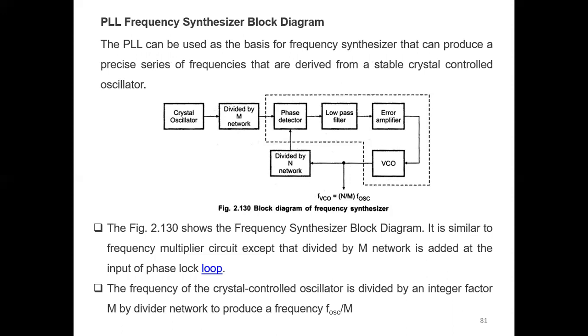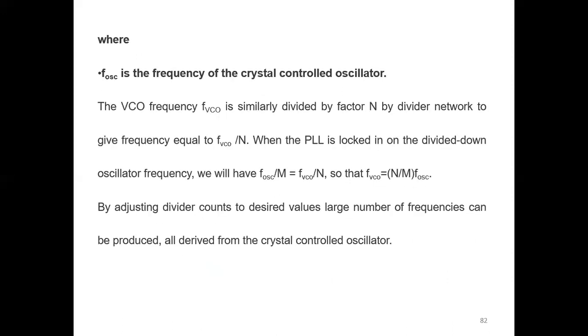The frequency synthesis block diagram is similar to the frequency multiplier circuit, except that the divide by M network is inserted at the input of the phase lock loop. The frequency of the crystal controlled oscillator is divided by the integral factor M, giving F oscillator divided by M, where F oscillator is the frequency of the crystal controlled oscillator. The VCO frequency is similarly divided by the factor N to give F VCO divided by N.